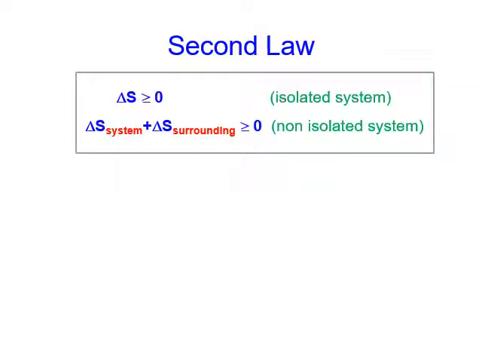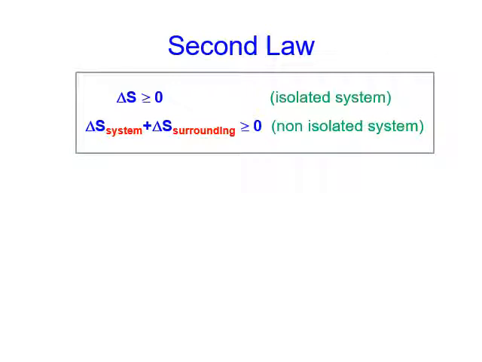Let's summarize the second law of thermodynamics. So we first showed that if it's an isolated system, the spontaneous process will increase entropy. Delta S is greater than 0. If it's reversible, then delta S equals 0. For a non-isolated system, the system plus surrounding entropy should increase, greater than 0, for a spontaneous process. If it's reversible, the total entropy shouldn't change, so delta S equals 0.